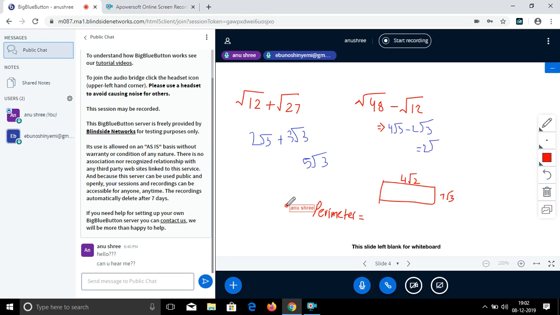Okay, first tell me, is that 7? It's 7 root 3, and it's 4 root 2. And you have to calculate the perimeter, which means add all the sides.